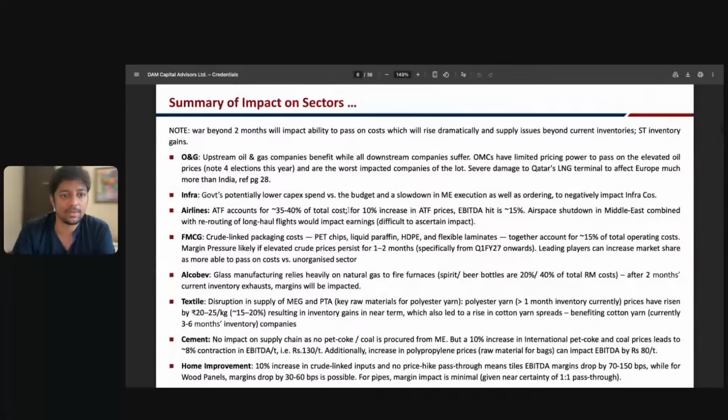So let's go down. Note: war beyond 2 months will impact the ability to pass on cost. This is what I said, right? Up to a point, they will absorb the cost, but no company will absorb all the cost. They will be like, "Now you pay, please pay this cost." Right now, we're I think 20-25 days into the war. Beyond 2 months, the impact on the ability to pass on the cost will rise drastically, and there will be supply issues beyond current inventories, because many customers today have some amount of inventories that they've already made at lower cost. That will start going away.